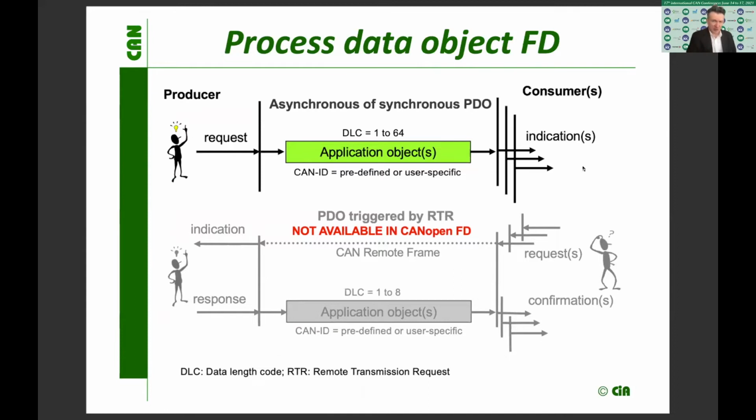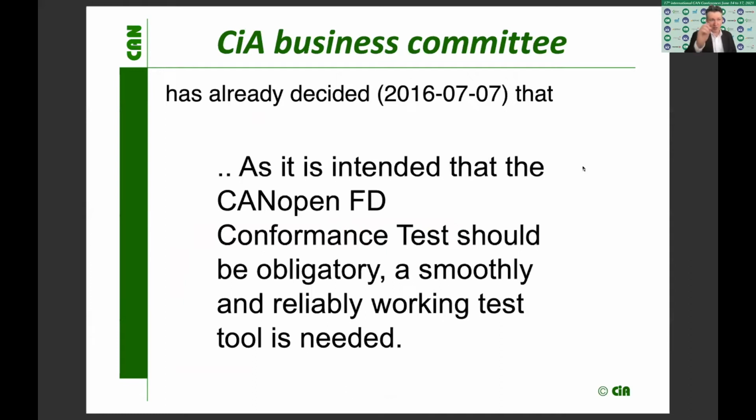We have also the process data object. Nothing changes in there that big. We have no RTR frames, so it reduces the number of tests, probably to a certain degree, but we still have a PDO test to check it. And so we come to this point.